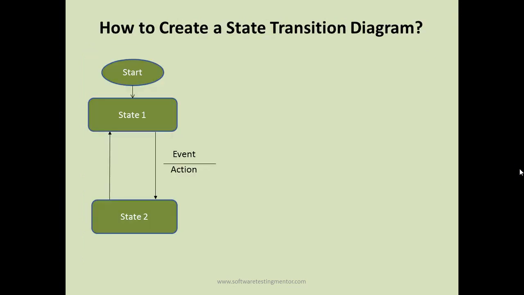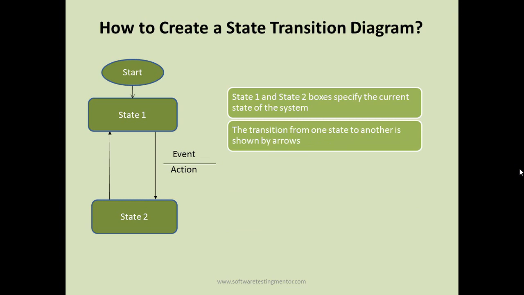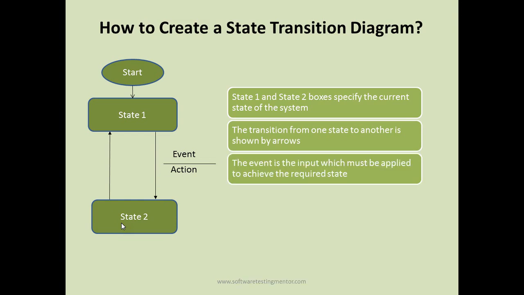So how do we create a state transition diagram? If you see the diagram on the left, there are two states, state 1 and state 2, and a starting state. The state 1 and state 2 boxes specify the current state of the system. Then the transitions from one state to another are shown by the arrows. These arrows show the transition from one state to the other. And then the event is the input which must be applied to achieve the required state. So the event will be the input that you apply to achieve the required state.